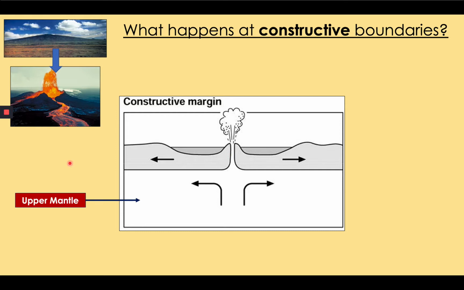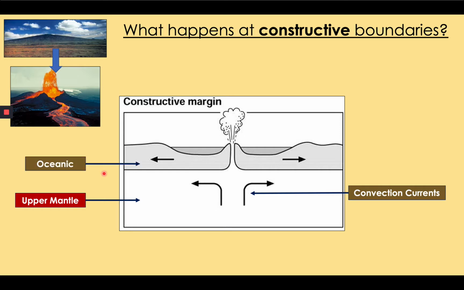So to review, in the upper mantle, you have semi-molten rock, so not quite liquid, but it's able to move. Convection currents within the upper mantle spread out beneath the crust at constructive plate boundaries, causing the tectonic plates to spread apart. Often this is oceanic crust beneath the sea, and this forms volcanoes and earthquakes.